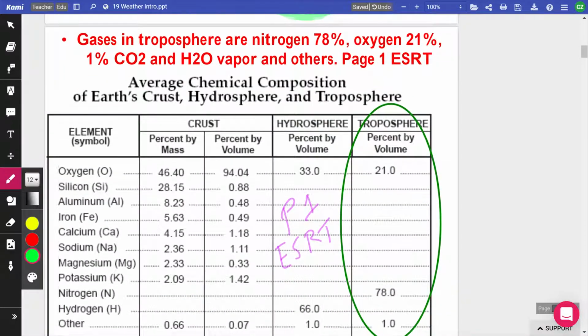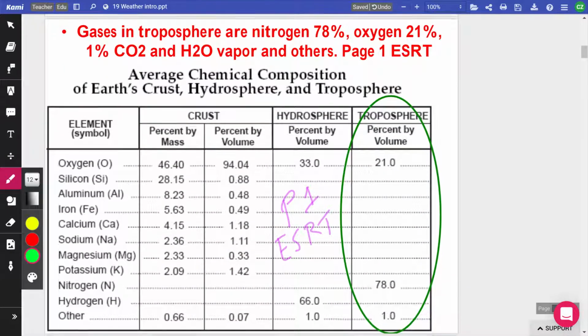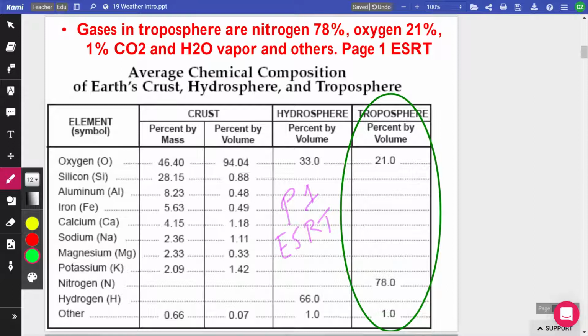Okay. The next chart we're going to look at is on page 1 of your Earth Science reference tables. This is a chart that broke down the crust, the hydrosphere, and finally we're going to talk about the troposphere, what elements we find there.